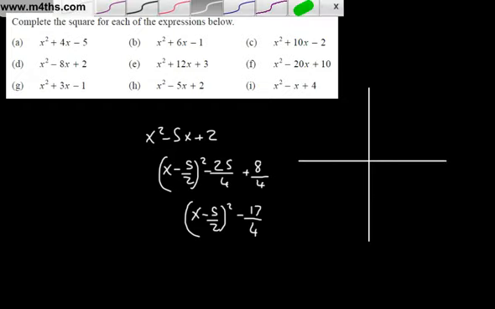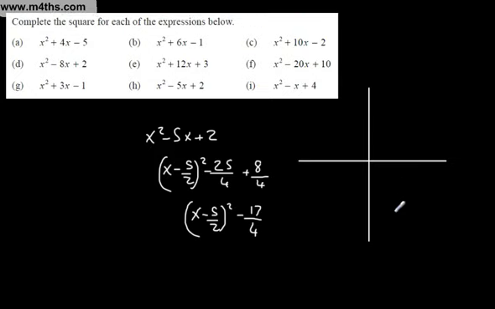We're going to have a minimum point down here at (5/2, -17/4). So it's going to look like something like that, with this point here being (5/2, -17/4). And your axis of symmetry is the line x = 5/2.